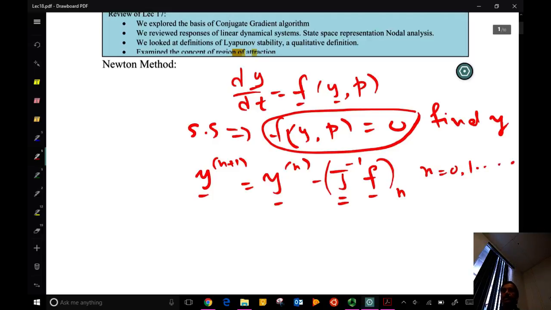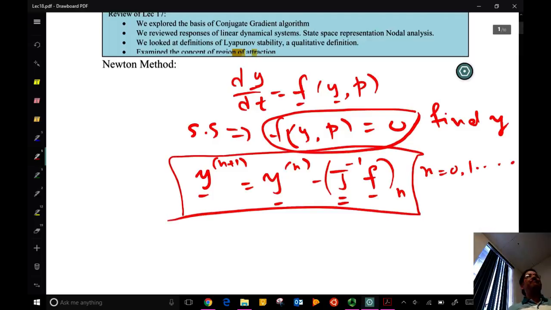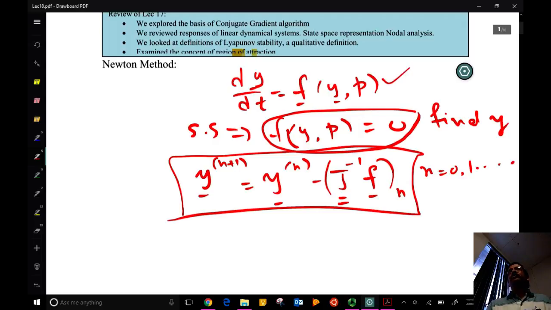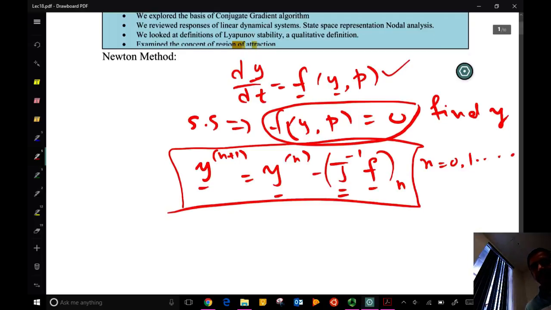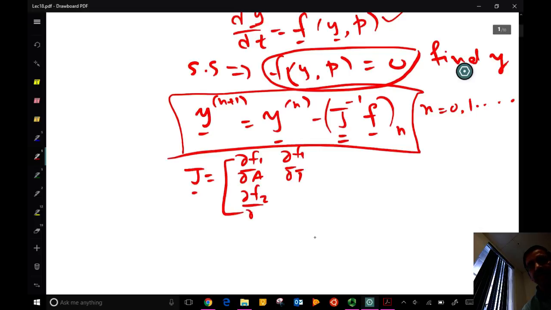So this is an algorithm. All we need to do is put a loop around that, but have a means for calculating J and calculating f. The f calculation is very easy because we are given the two functions. But what is J in this case? J is the Jacobian matrix, if you remember. In our 2 by 2 case, it will be df1/dA, df1/dT, df2/dA, df2/dT. So immediately one problem comes to the fore.